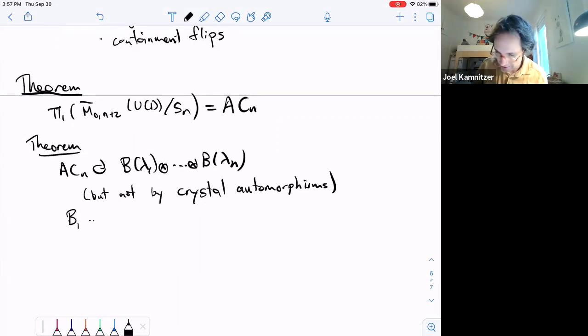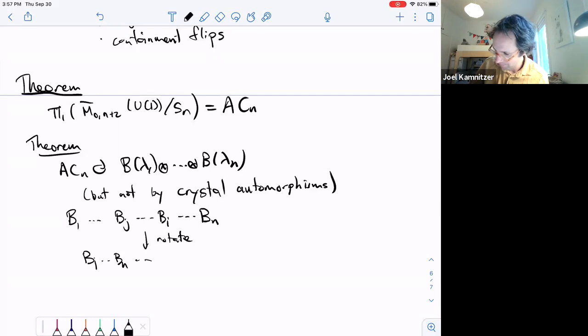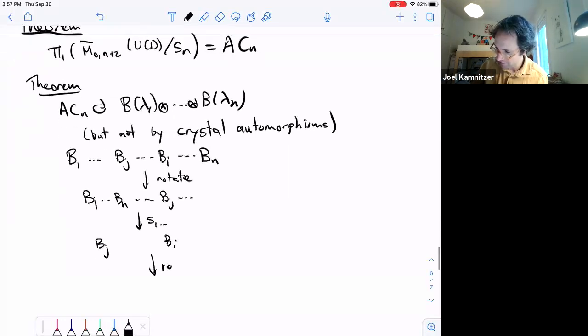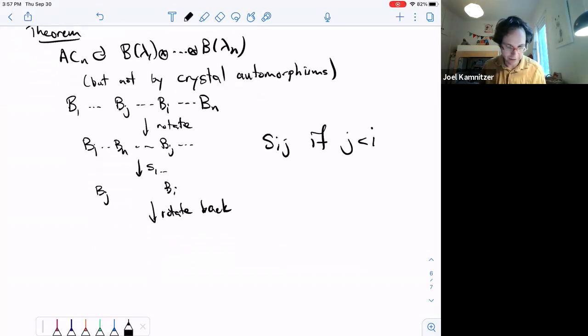So I don't know how to write it, but here they're in the wrong order. So you just rotate using the map of sets, which just sends one guy to the end, and so on, until they're in the right order. And then you apply your usual Cactus group element, this S1, whatever, and then Bj goes here and Bi goes here, and then you rotate back. So this is the action of Sij if j is smaller than i. And that gives you an affine action of the affine Cactus group.